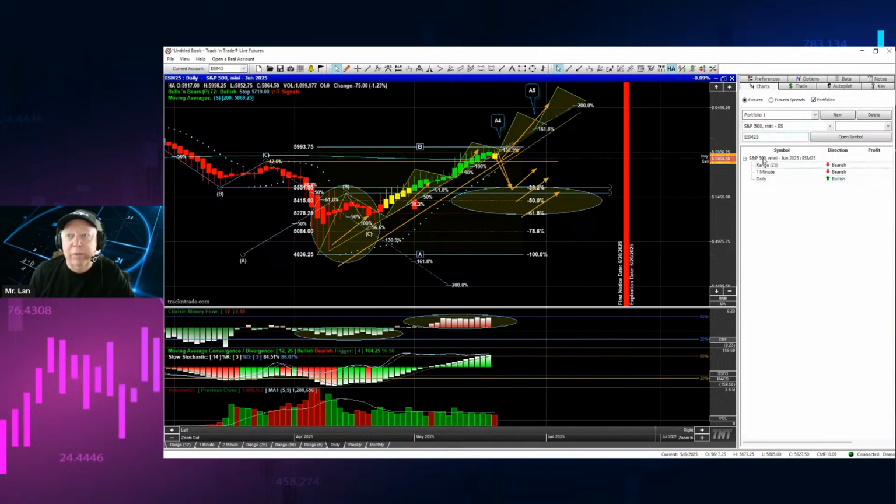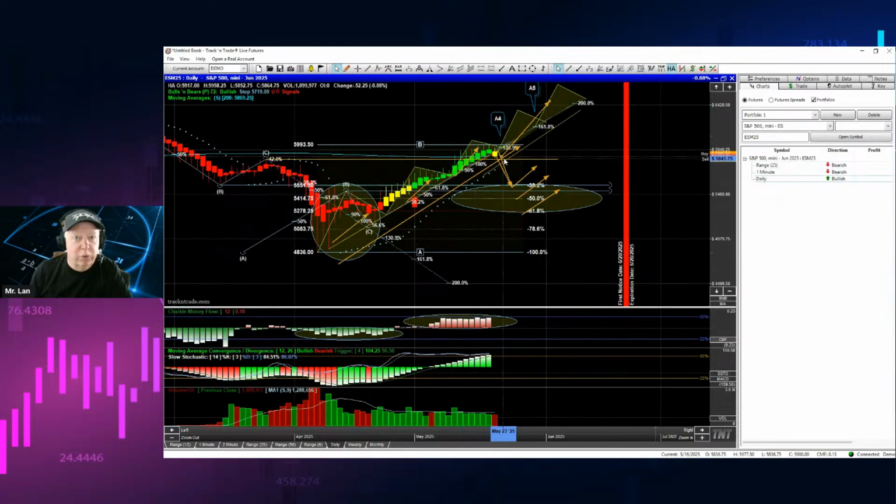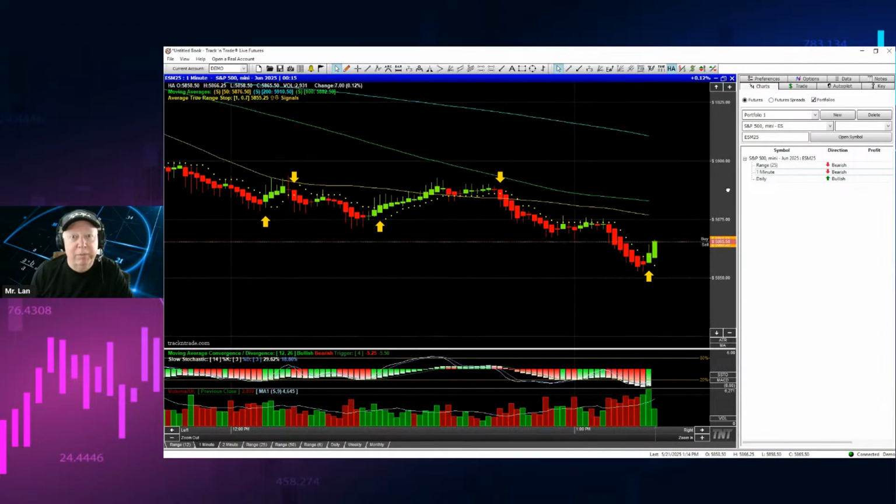Now, I've gone through and opened up just the S&P 500. Okay, we got the S&P 500. This is the daily chart. That's the one we've been looking at. This is a 1 minute chart because we want to be doing a little day trading.